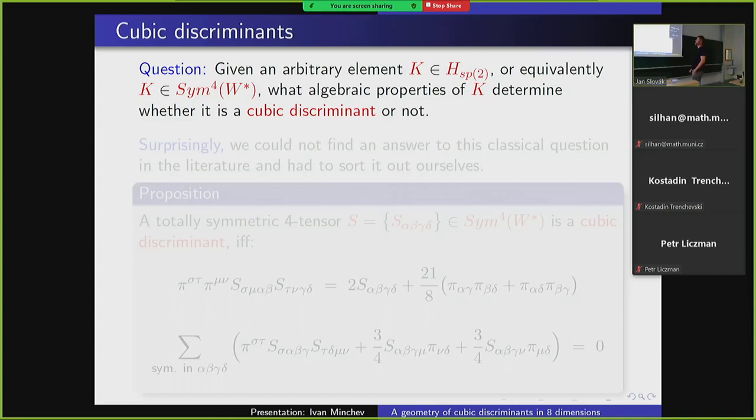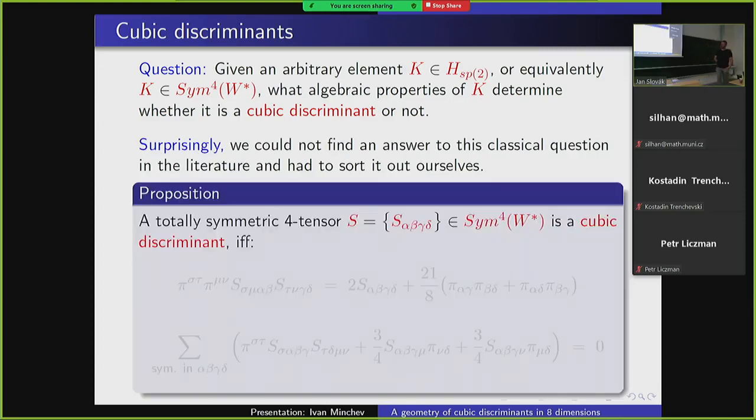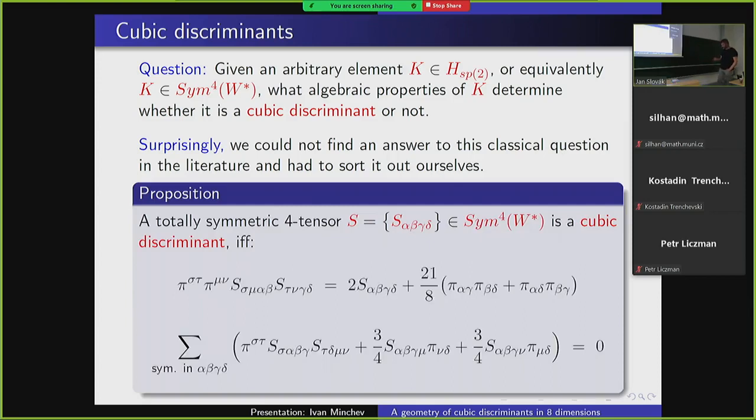So the question is, when is it possible to find some algebraic characterization, without referring to a special basis, of the existence of a special basis, so that it would look like a cubic discriminant, but just purely algebraic conditions that would ensure the existence of such a special basis. I didn't find a reference to this. I tried to find one, but I was not successful. So we had to answer this ourselves. But it's quite a straightforward, clear answer, at least.